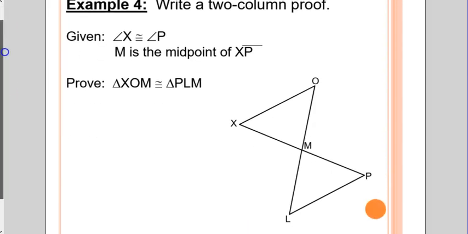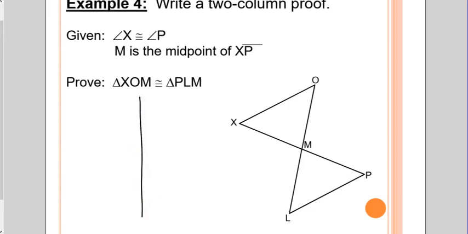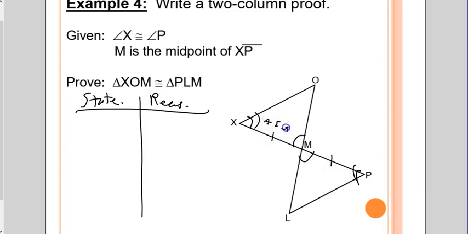Okay, last one we're doing here. Statement, reason. I'm going to mark vertical angles. Notice there's no numbers, so we're going to have to use letters. It also tells us X and P are congruent. That's going to be very important for naming that angle at M. And M is the midpoint of XP, which means this is equal to this. So we have ASA. ASA. And we're ready to go.